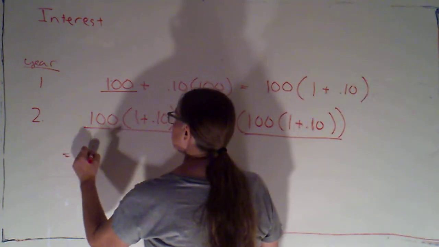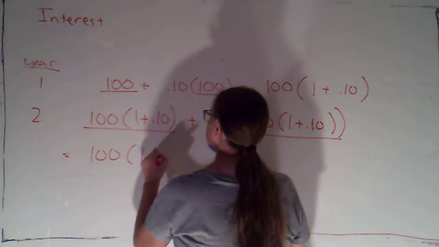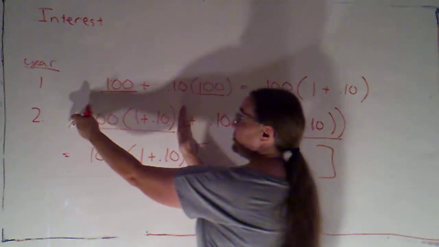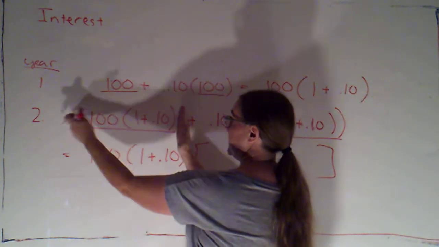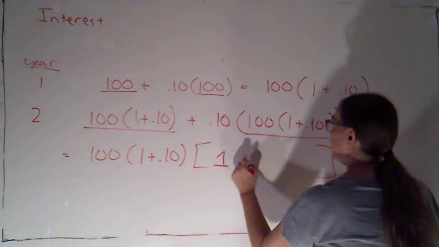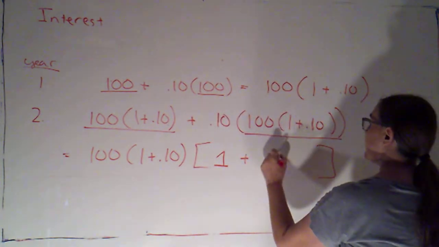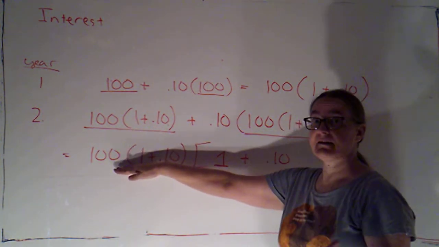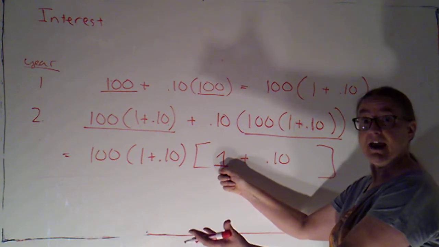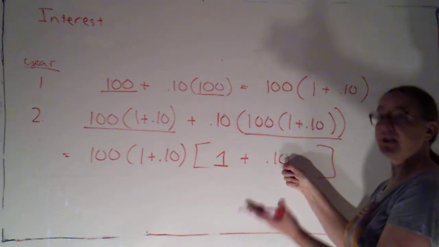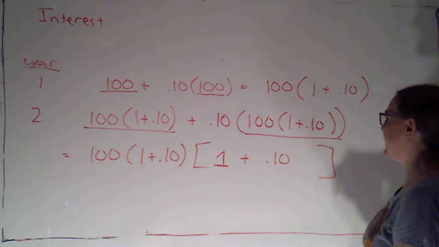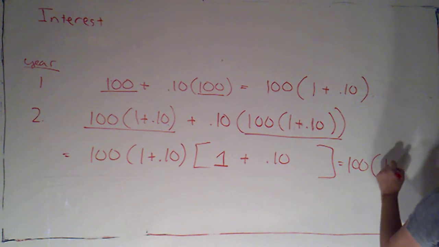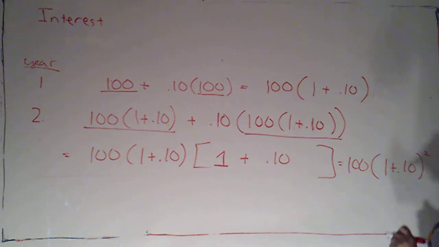So I could say this is 100 times 1 plus 0.10, and then what's that multiplied by? Well, if I factor that out, that's factoring out everything here, so that's going to give me 1 plus, here I was multiplying it by 0.10. So this is just saying that's what I had after 1 year. At the end of the second year, I'm going to have 1 copy of that. I'm still going to have my original amount of money plus the interest, 0.10. Okay. But notice then, that's the same as 100 times 1 plus 0.10 squared.